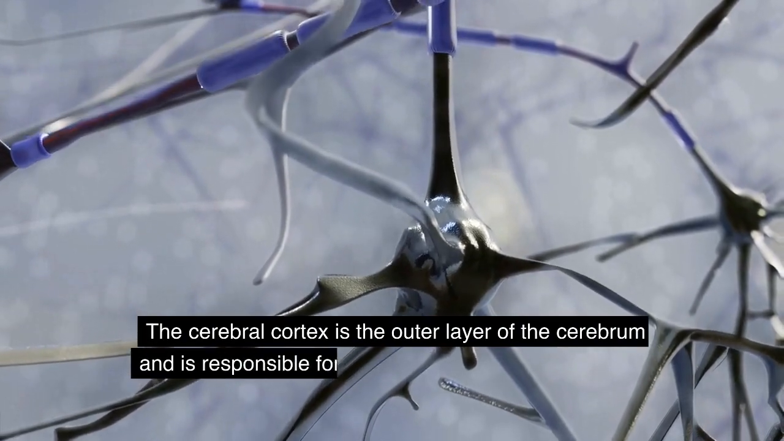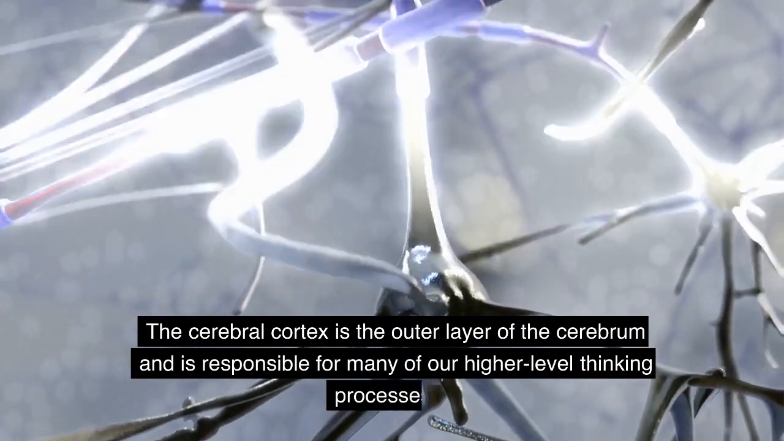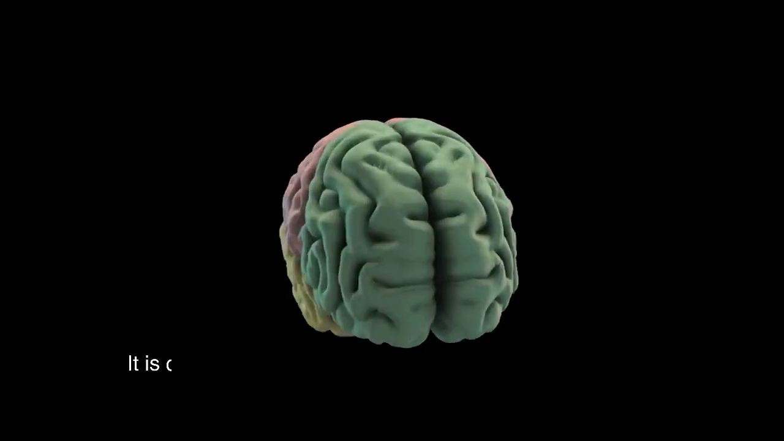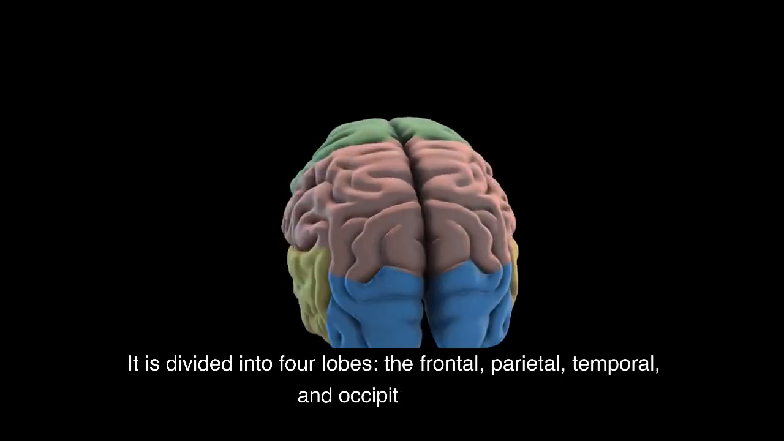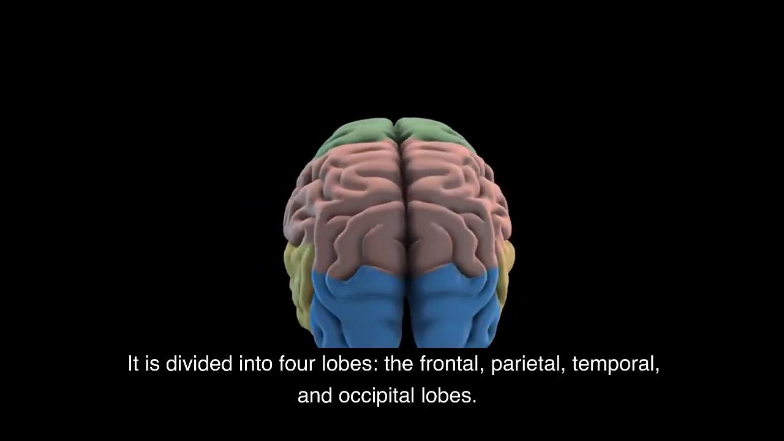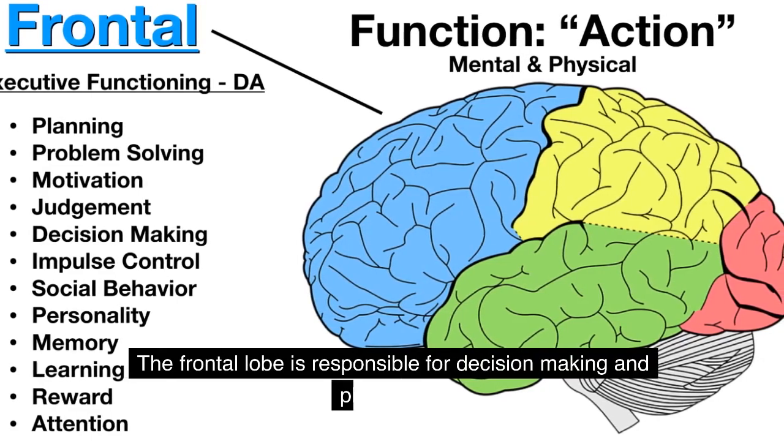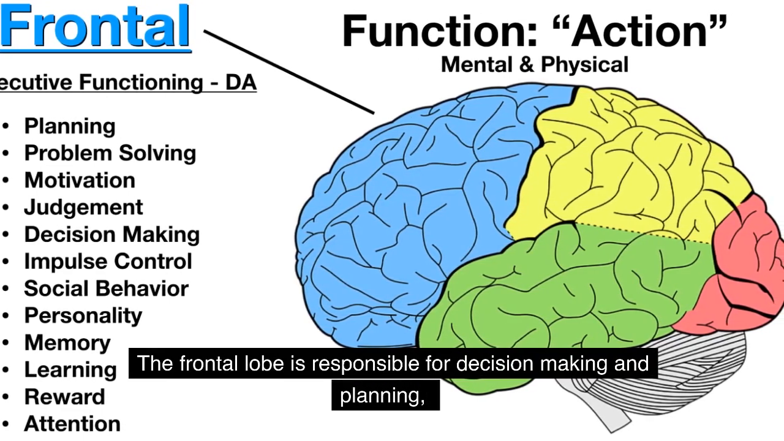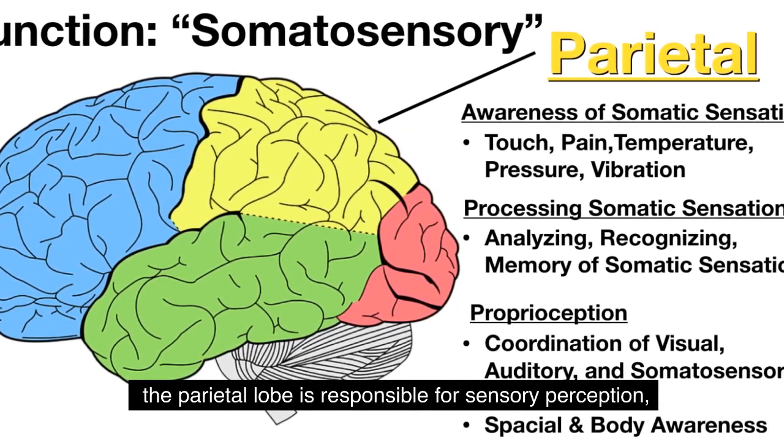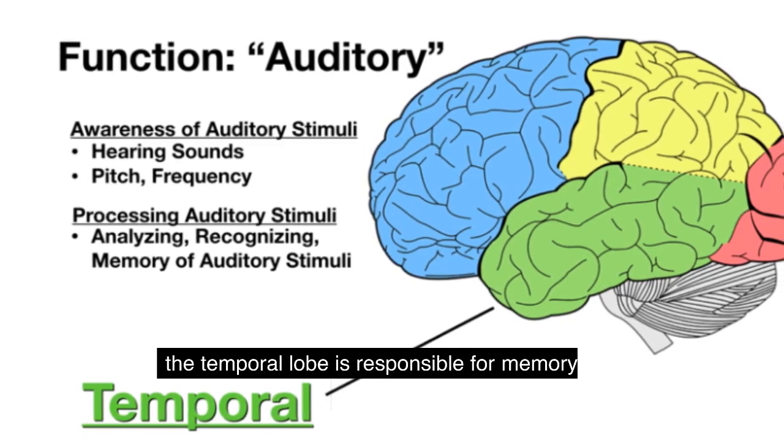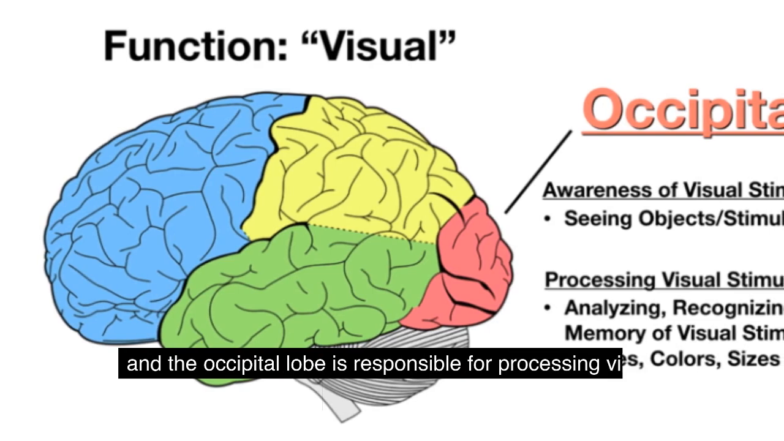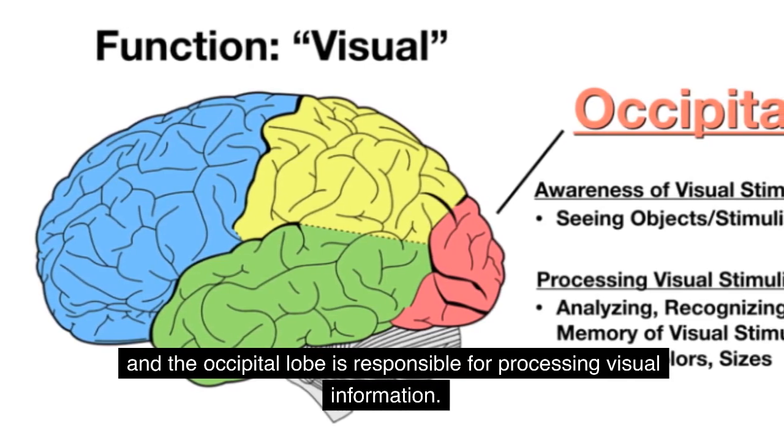Part 2. Cerebral cortex. The cerebral cortex is the outer layer of the cerebrum and is responsible for many of our higher level thinking processes. It is divided into four lobes: the frontal, parietal, temporal, and occipital lobes. The frontal lobe is responsible for decision making and planning. The parietal lobe is responsible for sensory perception. The temporal lobe is responsible for memory and language. And the occipital lobe is responsible for processing visual information.